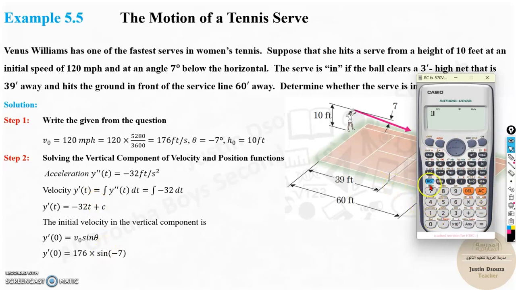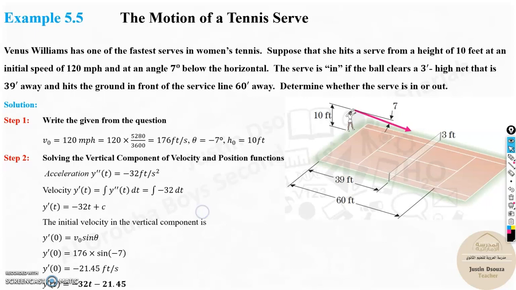Now we will put 176, sorry, 176 multiplied by sine minus 7. That is the answer. That is minus 21.45 feet per second. Negative, okay? Because it's acting downwards. Now, over here, that is the c value.